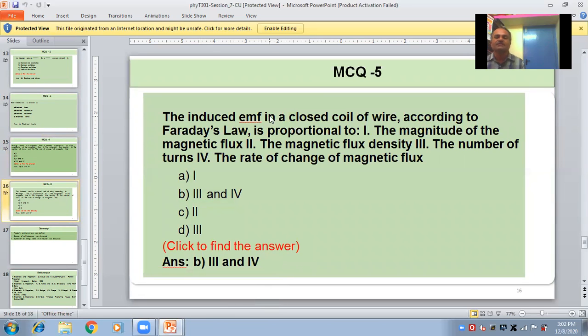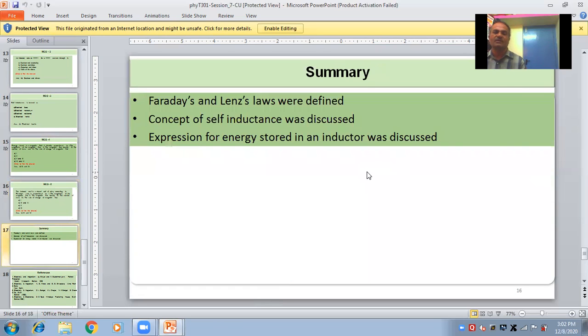And the induced EMF in a closed coil of wire, according to Faraday's law, is proportional to: the magnitude of the magnetic flux, the magnetic flux density, the number of turns, the rate of change of magnetic flux. Here also the options are third and fourth. The number of turns and rate of change of magnetic flux are very, very important.